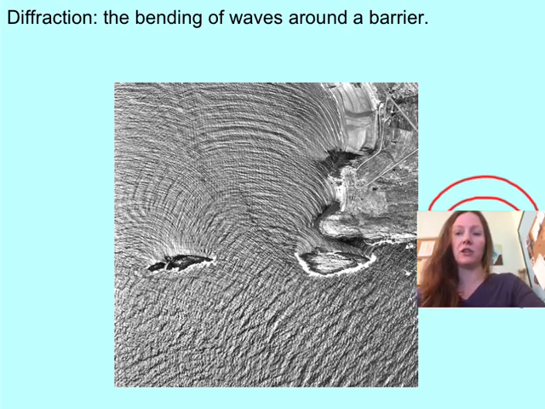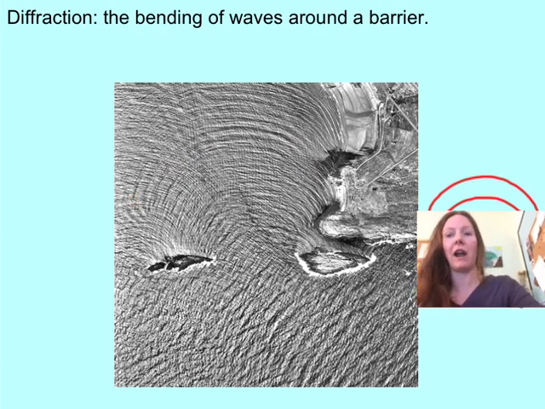I love this picture, and what it is is an aerial photograph of water waves coming in, and it hits these two rocks and squeezes between them. And when it does, the water waves bend as they're squeezing through that, and that's called diffraction.